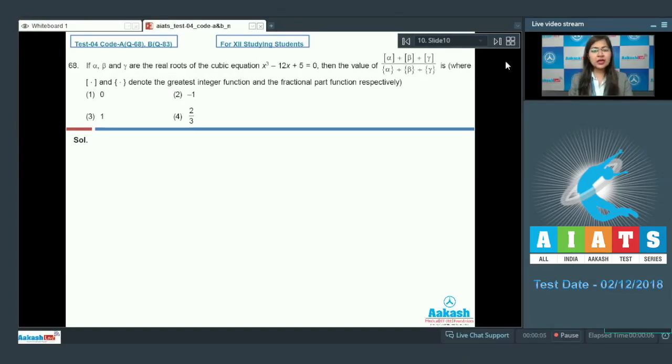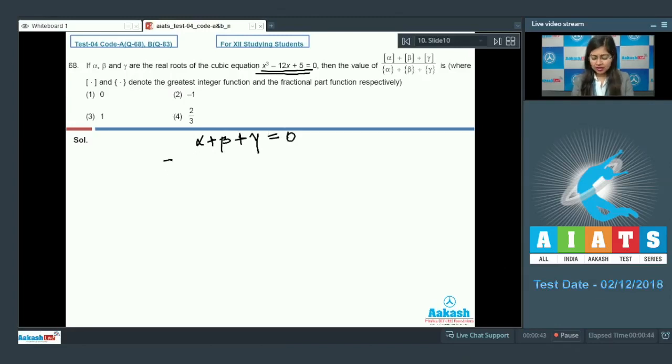Next is question number 68, which says that if alpha, beta and gamma are the real roots of the cubic equation x cube minus 12x plus 5 equal to 0, then the value of GIF of alpha plus GIF of beta plus GIF of gamma upon fractional part of alpha plus fractional part of beta plus fractional part of gamma is? Now here, as alpha, beta, gamma are the real roots of this equation, hence the sum of the roots, that is alpha plus beta plus gamma, is equal to 0.